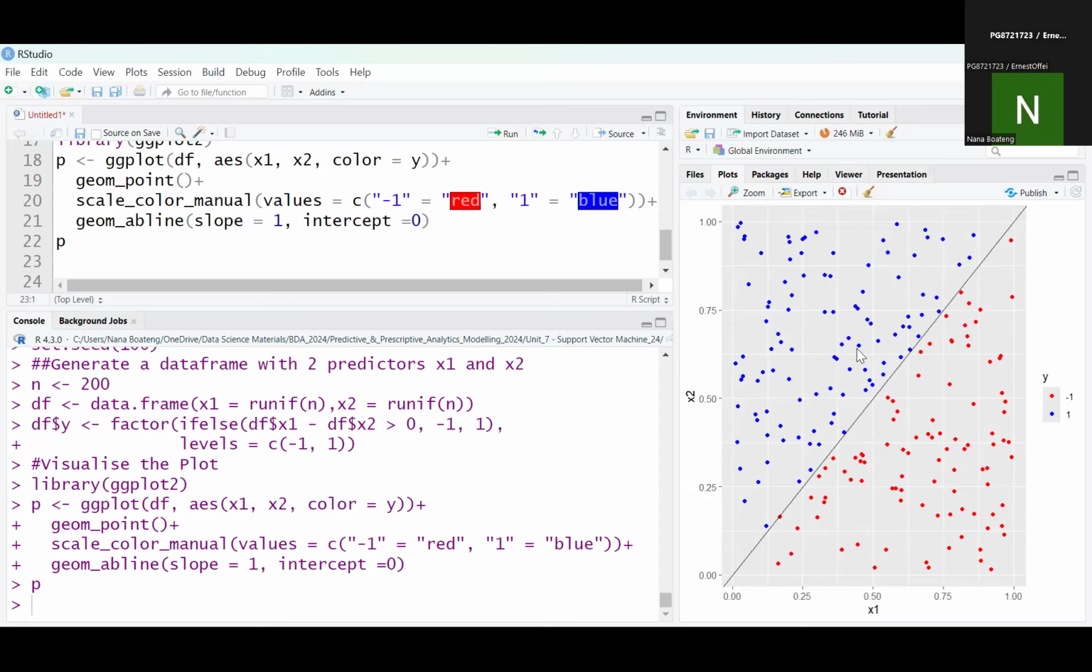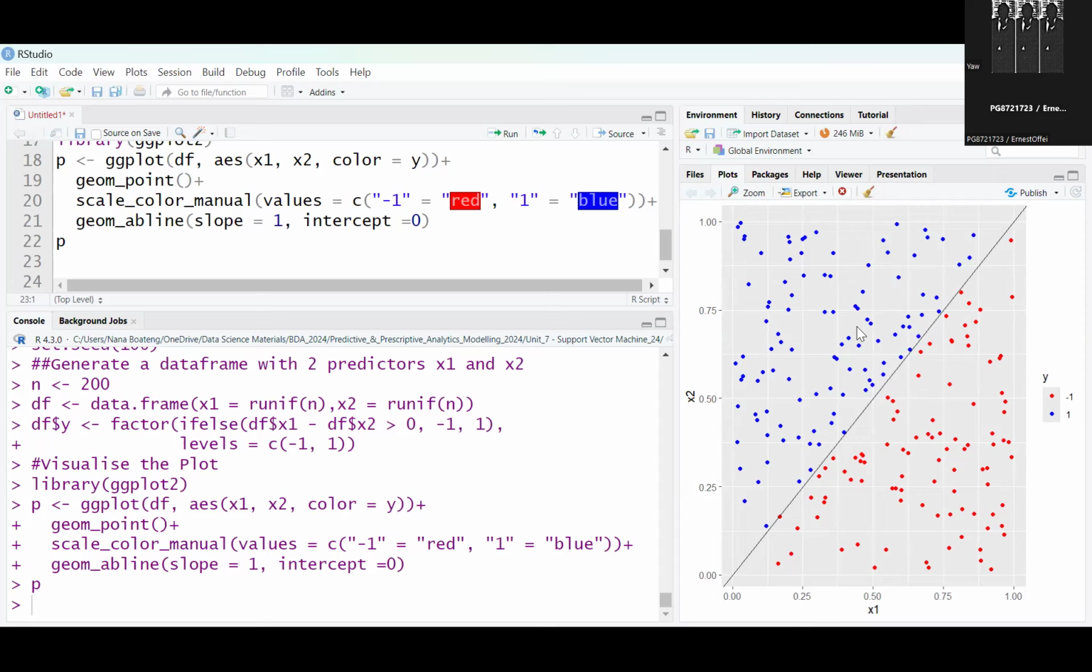So we want to create a margin here. Now you see that some points, which you can call decision support vectors, are very close to the abline, or the decision boundary. The decision boundary is what separates the two.